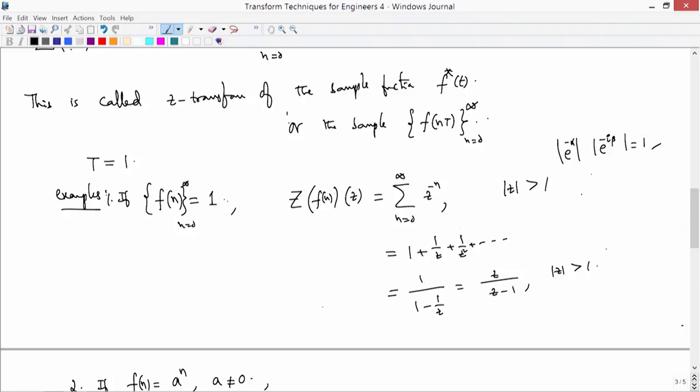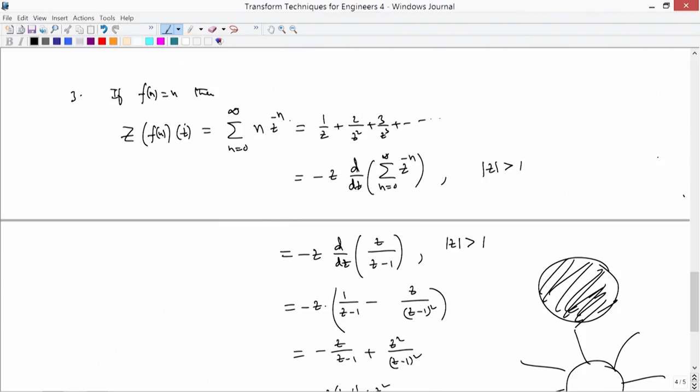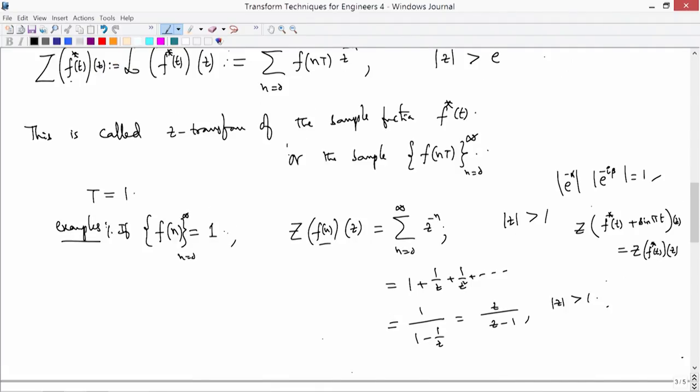And then if I consider, instead of taking this discrete sample, a sample function, for example f star of t, and if I add sin pi t to it, the Z transform of this is actually the same as the Z transform of f star of t as a function of z. Because of sin pi t, you are just replacing t with n, so you have sin pi n, which is equal to 0.